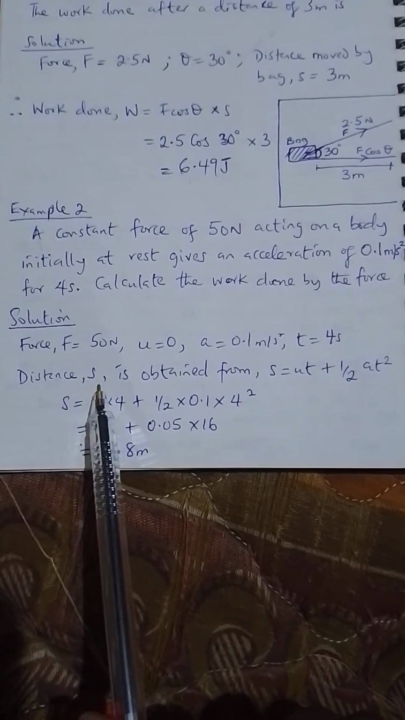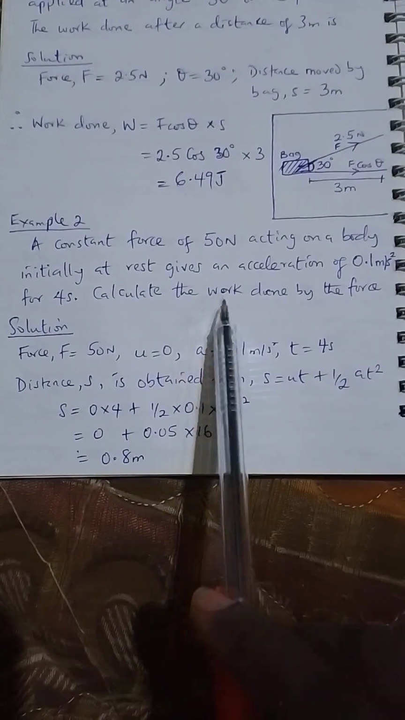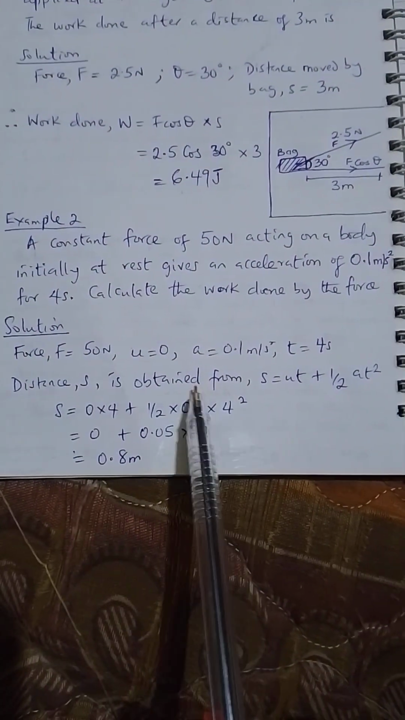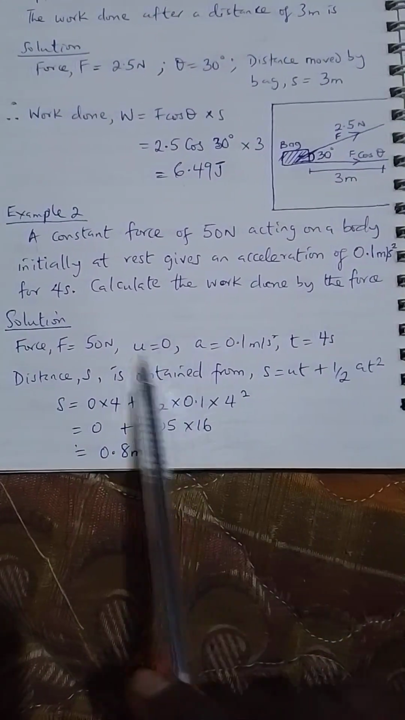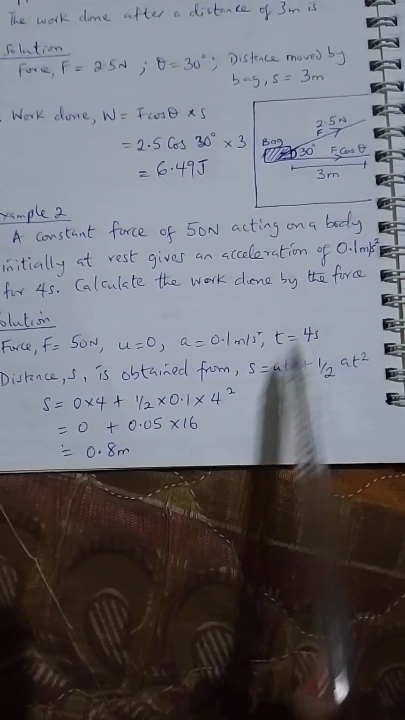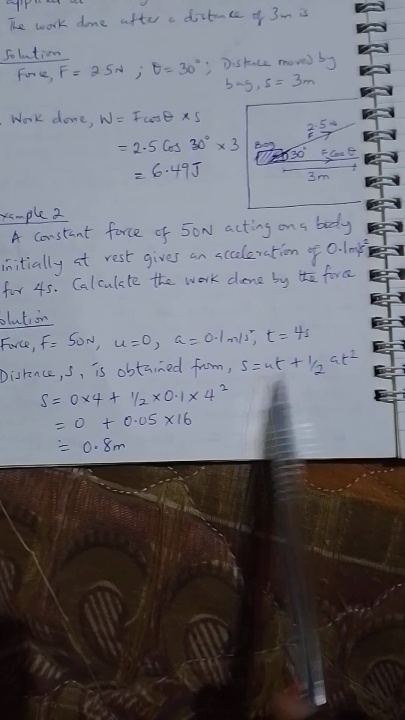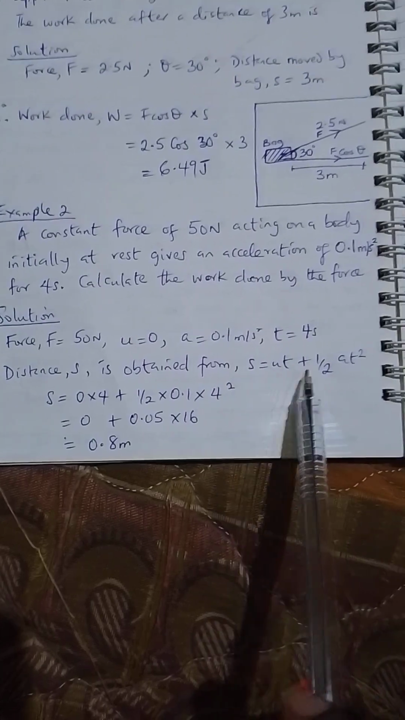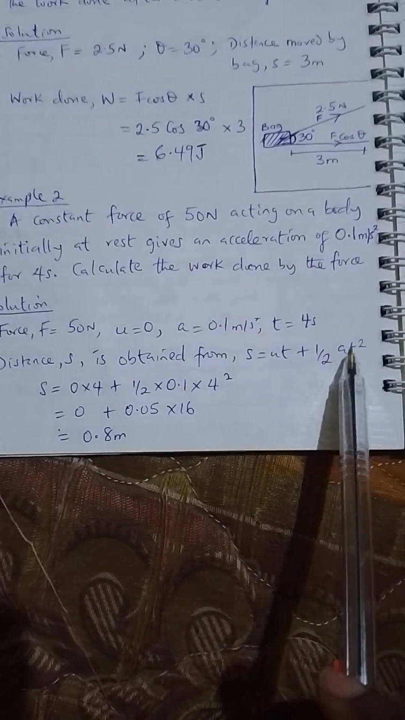The distance s is obtained from, so to get the work done, remember work done is force times distance. So we're given the force, we need the distance. To calculate the distance, we can use these other parameters which we are given, u, a, t. So u, a, t goes with the second equation of motion, s equals ut plus half at squared, where our u is 0, our t is 4 seconds.